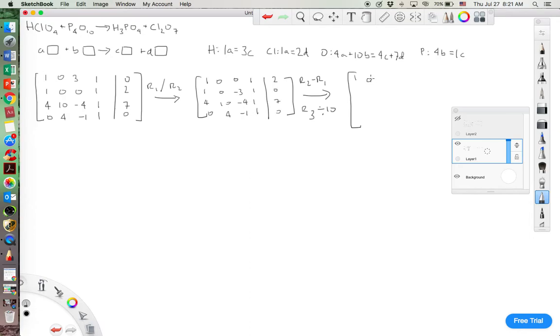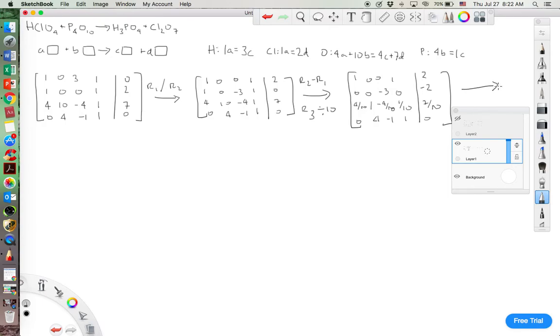Here's what we get: 1, 0, 0, 1, 0, 0, negative 3, 0. Then here we've got 4 tenths, 1, negative 4 tenths, 1 tenth, and 1 tenth. On the bottom, 0, 4, negative 1, 1. Then 2, negative 2, 7 tenths, 7 tenths, and 0. Okay, so it's starting to come together now.